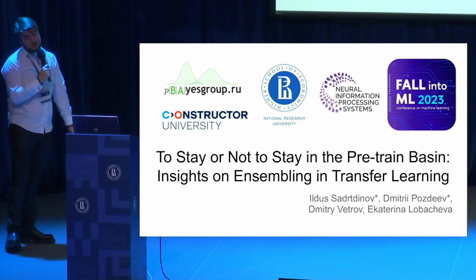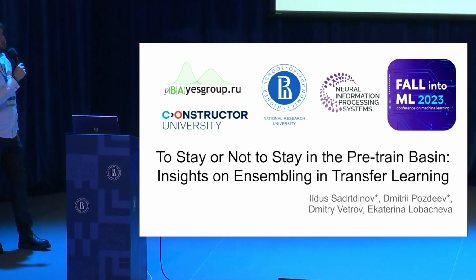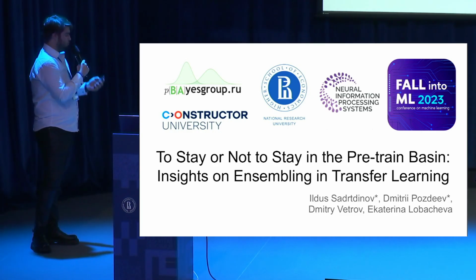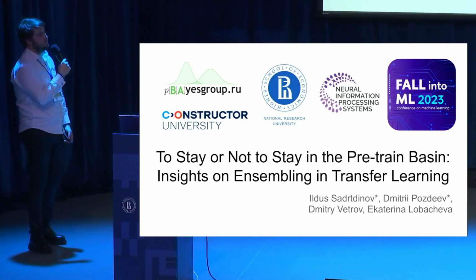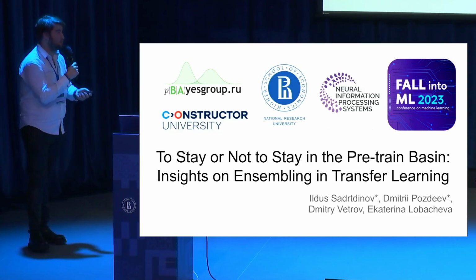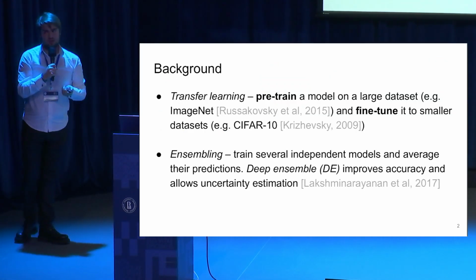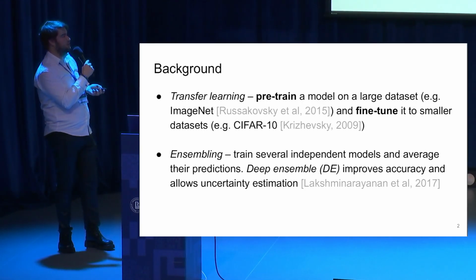Here we try to understand how to construct effective ensembles in the transfer learning setup, and this is what our paper is about: what are the problems when we are trying to ensemble networks in the transfer learning setup. So let us start with a brief background. Actually, as I already told, we are working in the transfer learning setup.